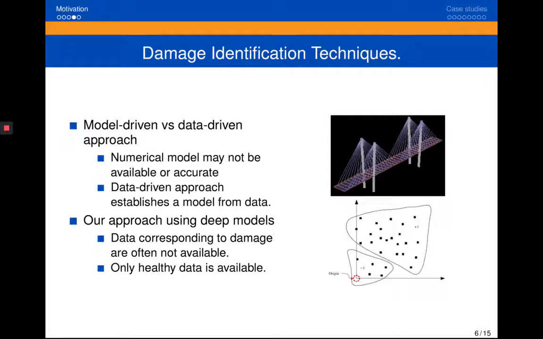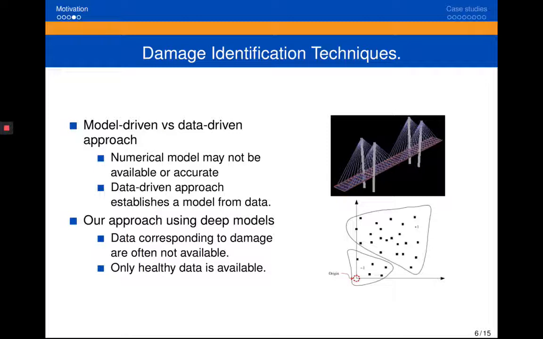Our approach, using both traditional as well as deep models from a machine learning perspective, is to detect structural damage within the bridges. The main challenge in such problems is the availability of data corresponding to damage. It's quite often not easy to obtain data related to the damage, and hence only healthy data is available. Hence, one class machine learning models are more suitable in this scenario, and the performance of these one class models will be presented in the later part of the talk.